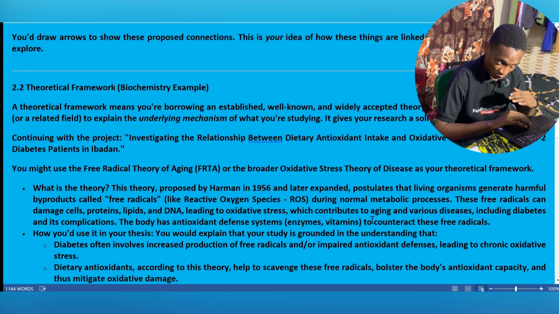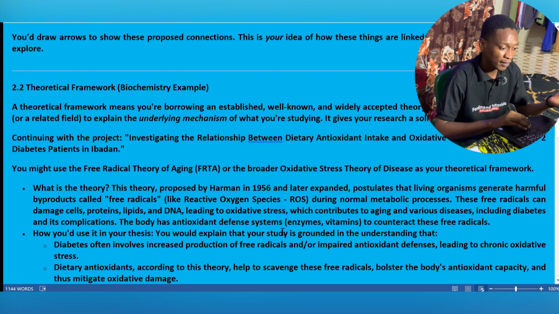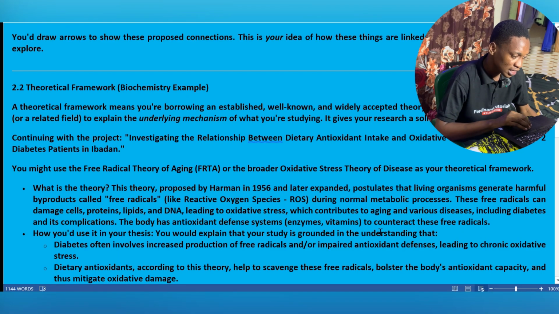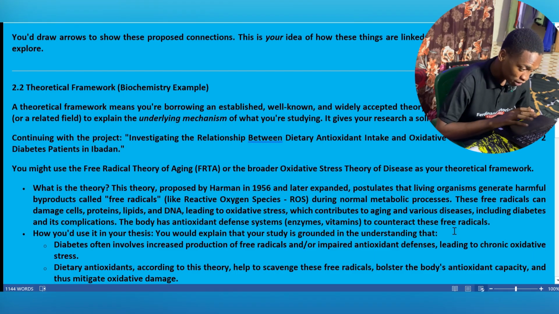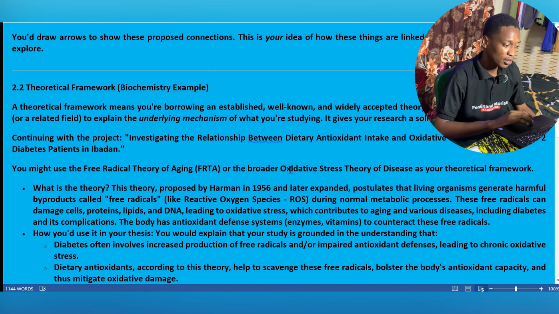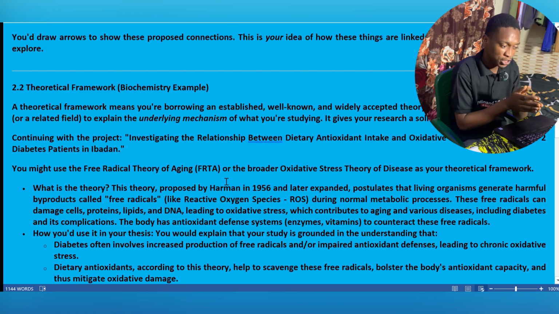Which contributes to aging and various diseases, including diabetes and its complications. The body has antioxidant defense systems like enzymes and vitamins. We've been talking about vitamins to counteract these free radicals. This is the theory. We've talked about the free radical theory of aging.